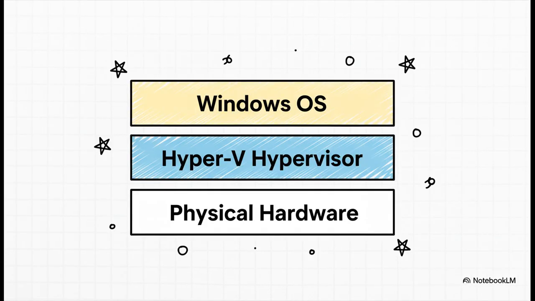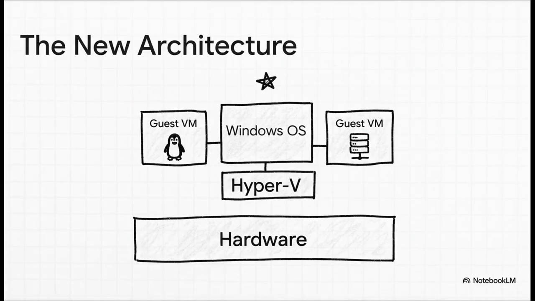And here it is. This is the big aha moment. Hyper-V doesn't run on top of Windows. It actually wedges itself underneath Windows. It literally slips in between the hardware and the OS, and it becomes the new boss, the new foundation of your entire system.